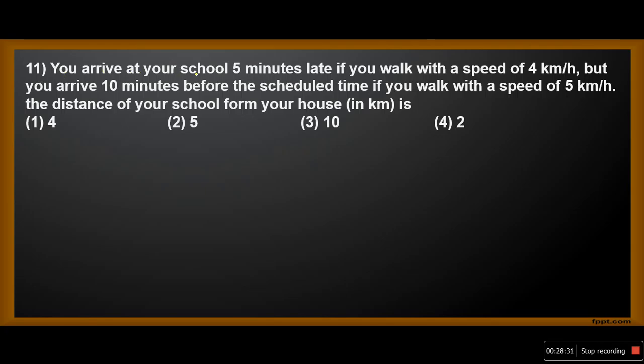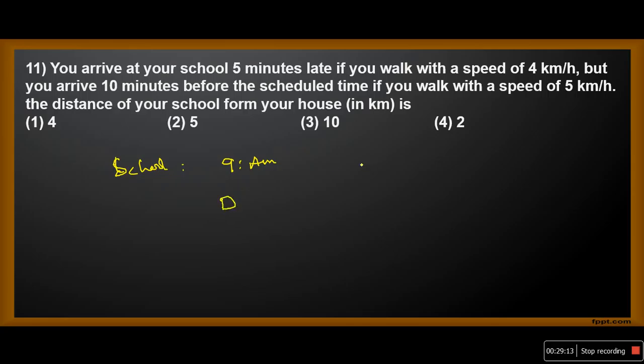You arrive at your school 5 minutes late if you walk with a speed of 4 km per hour, but you arrive 10 minutes before the scheduled time if you walk with a speed of 5 km per hour. The distance of your school from your house is. Now, simple. Assume that the school time is, let us say, 9 a.m. Assume that. Okay. Now, the distance, let it be d.